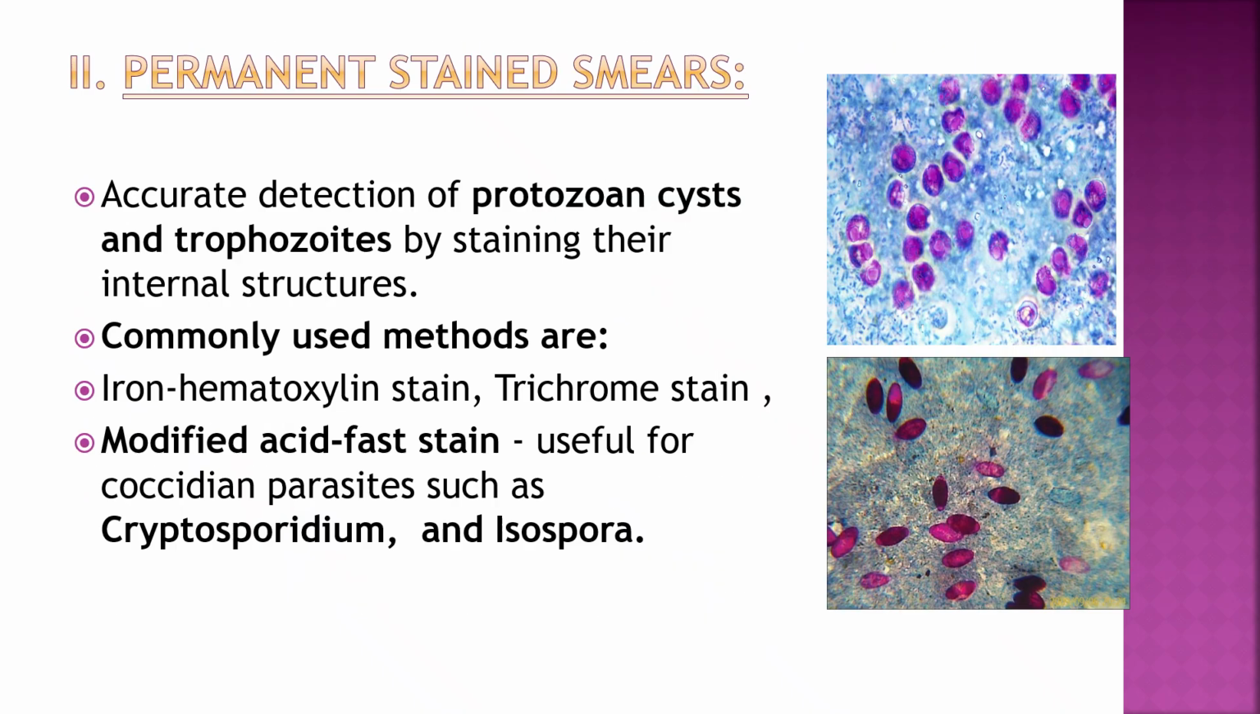The second method is the permanent stain smears. It is done for detection of protozoan cysts and trophozoites by staining their internal structures. The common methods are: first, the iron hematoxylin stain or trichrome stain, and the modified acid fast stain. It is useful for the coccidian parasites like Cryptosporidium and Isospora. In that, 0.5% acid, that is H2SO4, is used, and that is why it is called modified acid fast stain. And these parasites are mostly opportunistic infections in HIV patients.